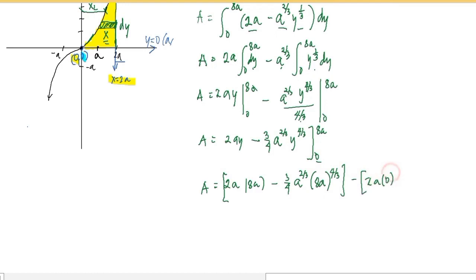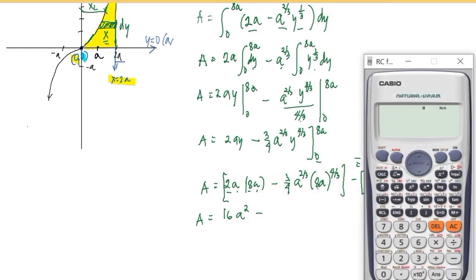For the lower limit, we have here minus 2a, our y is equal to 0, minus 3/4 a raised to 2/3, and our y is equal to 0 raised to 4/3. No? So, kahit hindi na natin ito gawin, since we know that this is equal to 0, then we can just simply say that this is minus 0. Okay lang naman. No? So, simplifying this, and we have here 2 times 8, so that's 16. a times a, that's a squared. Now, for this, we have 3/4 multiplied by 8 raised to 4 over 3. No? I-calculator na lang natin. So, you have 3/4 multiplied by 8 raised to 4/3.